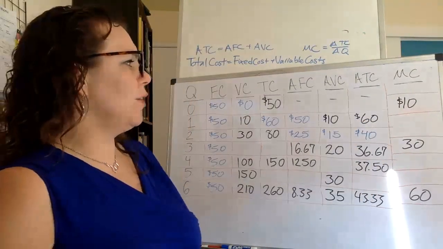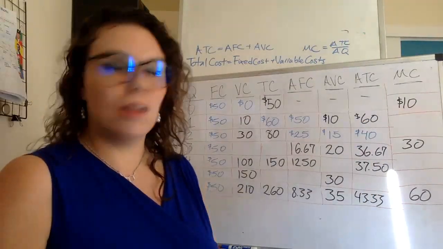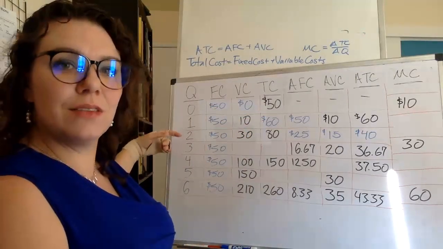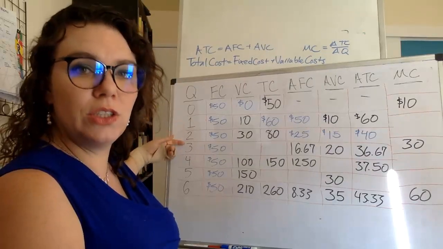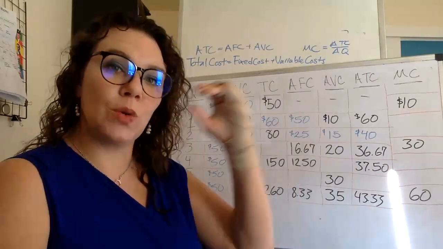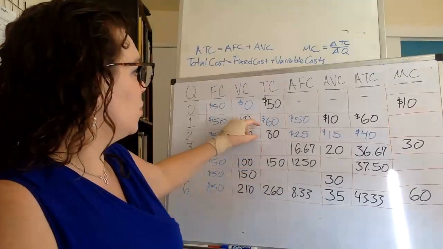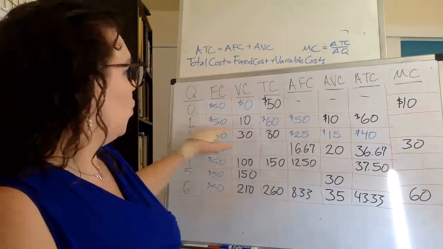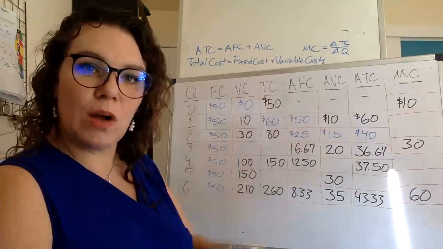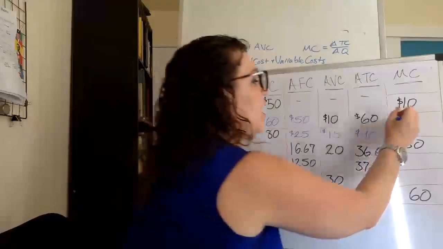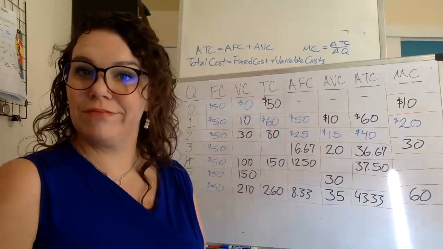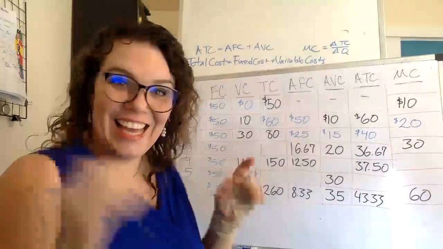Now we can go and calculate the marginal cost. Marginal cost is how much it costs to produce that next unit. Going from 1 to 2, what's the marginal cost, the additional cost associated with producing one more unit? So we look at our total cost and we see, okay, producing 1 costs $60, producing 2 costs $80. So we've seen that cost go up by $20. Our marginal cost is $20. Cool?